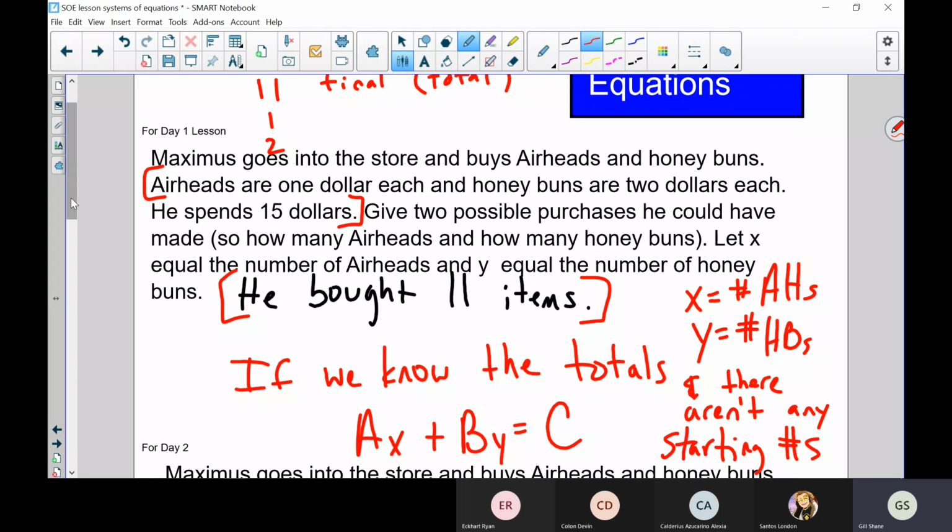So also if there are no starting numbers. Because this kind of an equation doesn't have starting numbers. Like there's not a number that we're starting with and then adding to that. We're always multiplying something times one of the variables. So if we know the totals and there are no starting numbers, that's the equation we're going to use, that format.